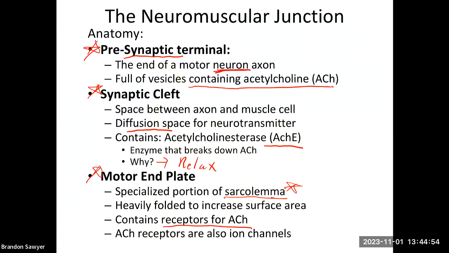One thing we'll see in a sec is that acetylcholine receptors are also ion channels. So acetylcholine is going to bind to that protein. It's got a perfect little spot for acetylcholine to fit onto it. When it binds, it opens the channel, and then ions are able to pass through. And that's how we send the signal from the nerve to the muscle.